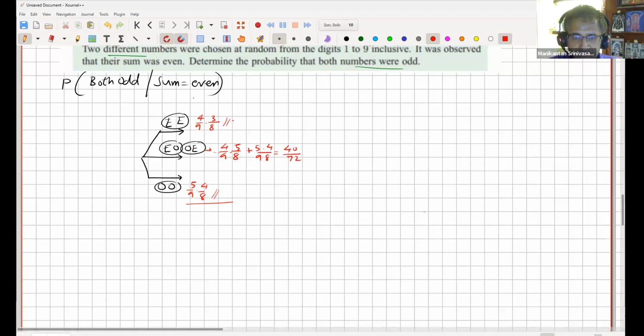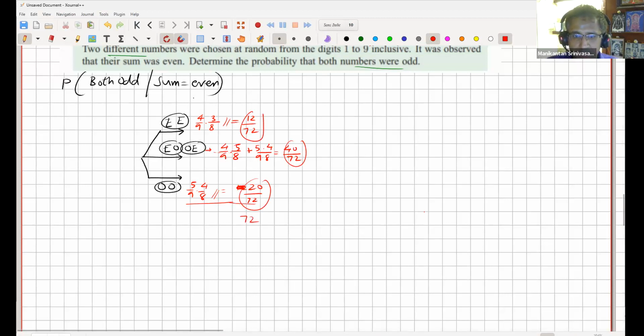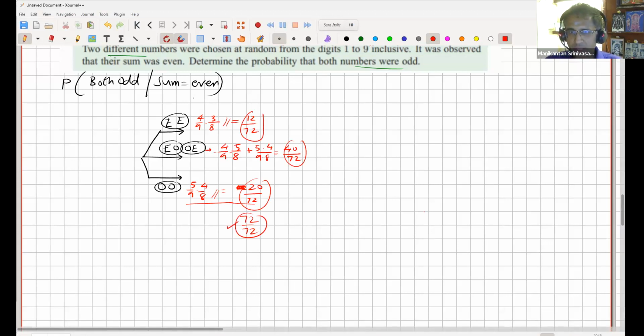I'm keeping everything over 72 so that I don't have to cancel and take common denominators. Why bother with all that, right? So this is 20, this is 12, this is 40. Now let's check whether these 3 numbers add up to 1. 12 plus 40 is 52, 52 plus 20 is 72. Yes, sure enough, they add up to 1. Okay, so we are good so far.